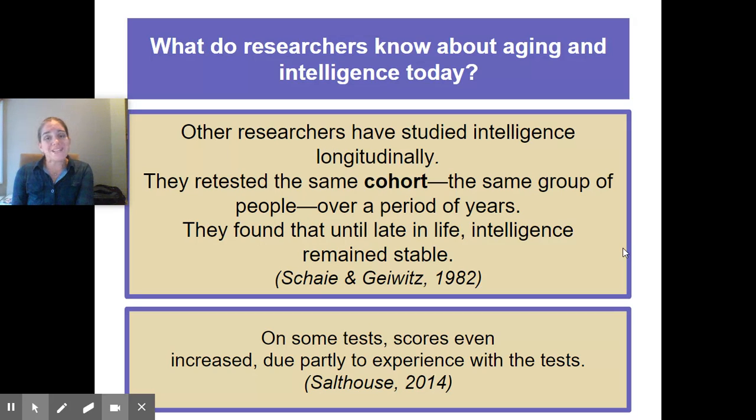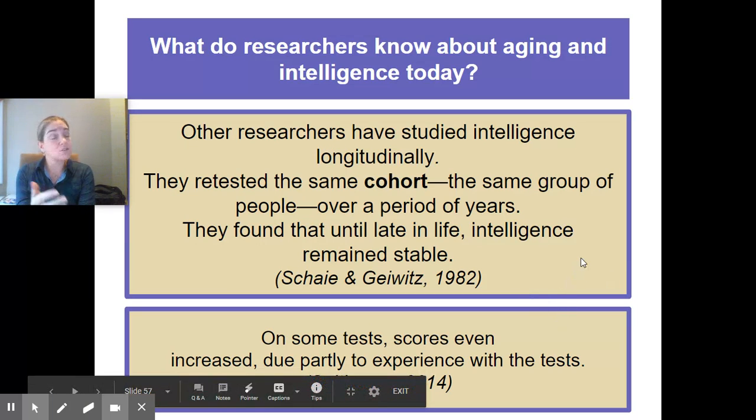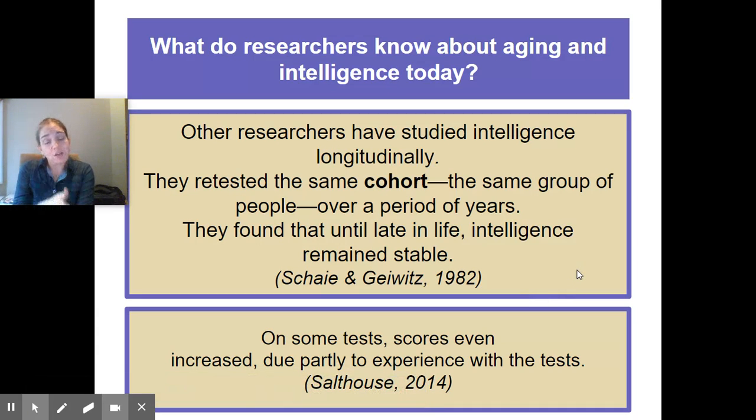So we know that generally speaking, when we talk about correlational studies, there's various types of timing you can pursue. You can do a cross-sectional study, a longitudinal study, or a cohort sequential study. And if you study the same cohort longitudinally, they find that intelligence remains stable. On some tests, scores even increase, but generally speaking, the IQ that you have on an intelligence test at 4 is going to be the IQ you have at 40 and the IQ you have at 80.